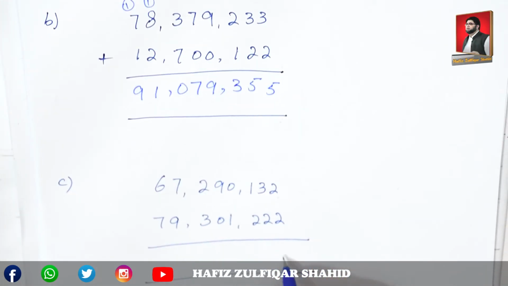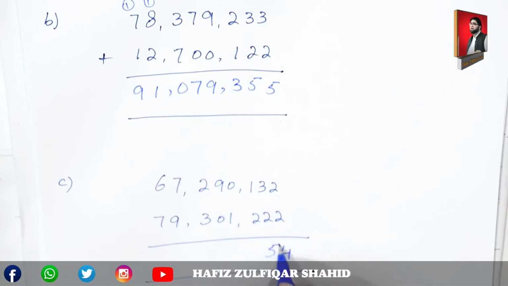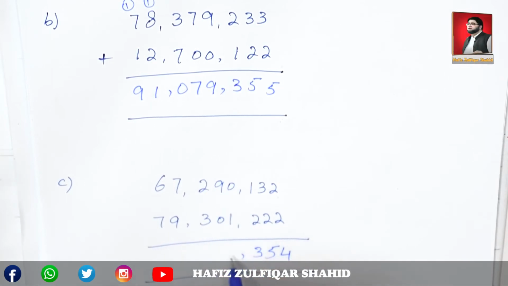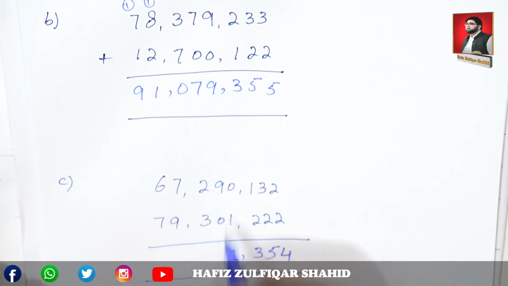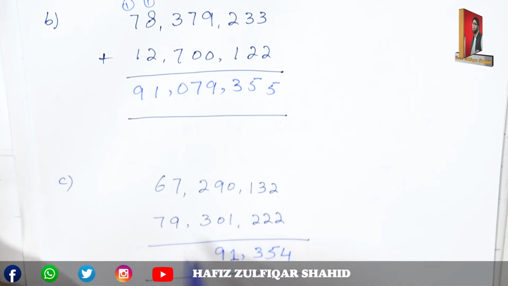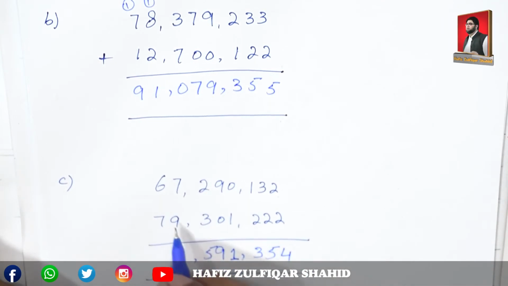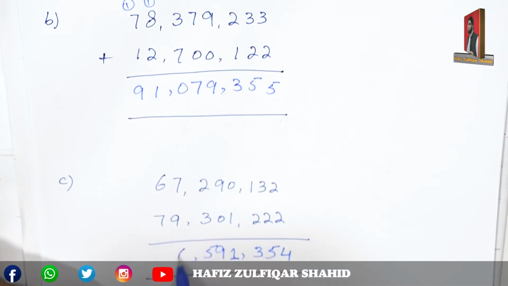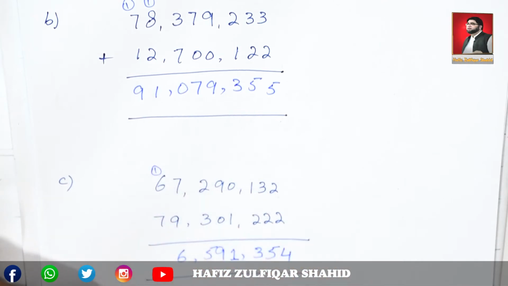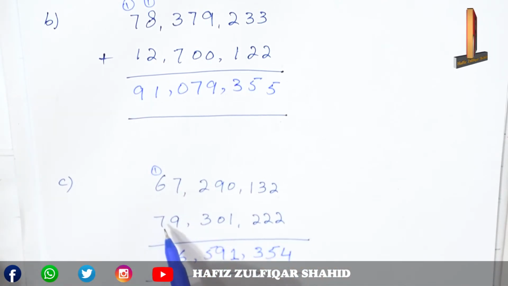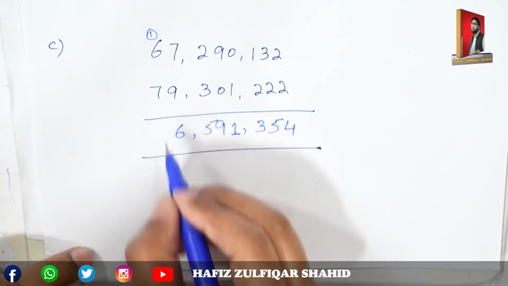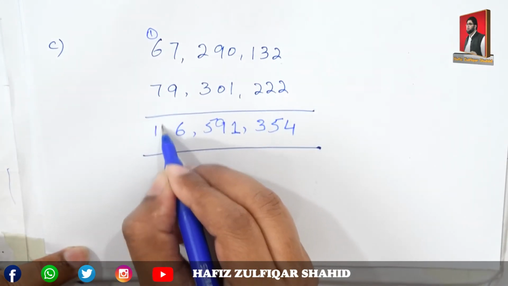Next, C part, 4, 5, 1 and 2, 3, 0 and 1, it will remain 1 because 0 has no power to increase or decrease a number. 9 and 0, 9, 2 and 3, 5, 7 and 9, 16, 6, take 1 carry, add the next digit, then 6 and 7, 13, add 1, 14.